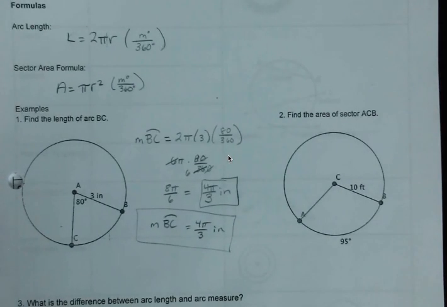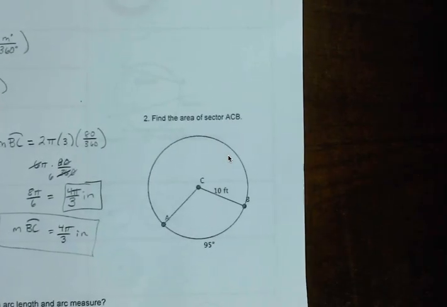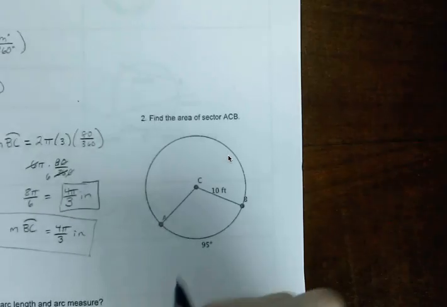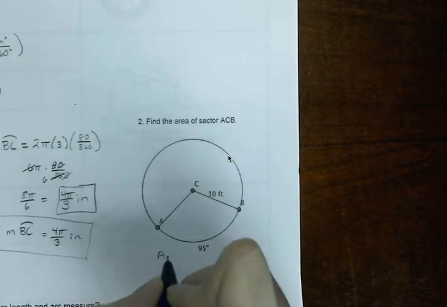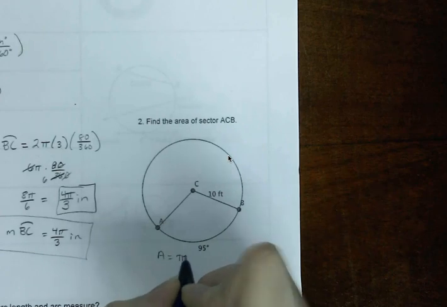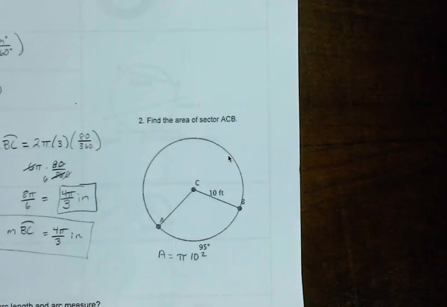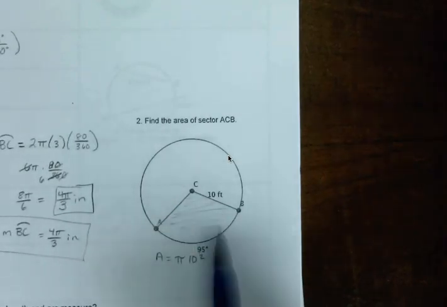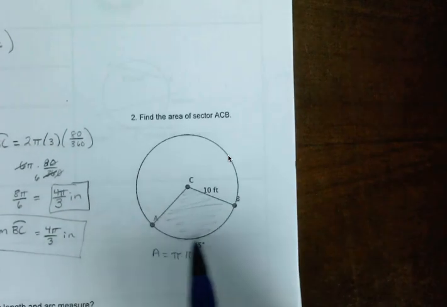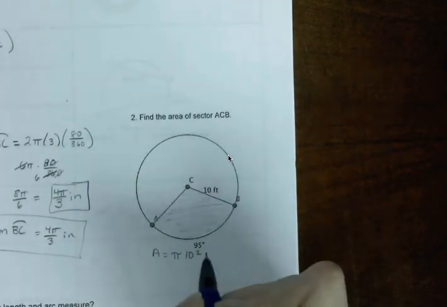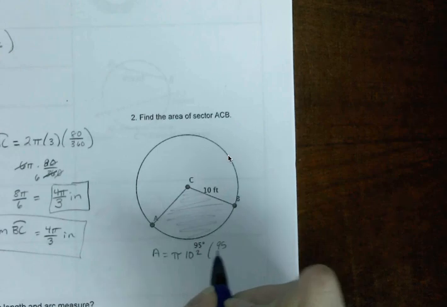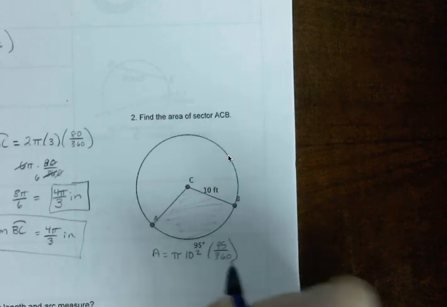Okay, all right, we're going to do the same exact thing here, but we're going to do the area. So I'm going to use the area formula, where the area is pi r squared. My r here is 10, so I'm going to plug that in. Pi times 10 squared, now times the portion of the circle. So this is the sector I'm trying to find here. So 95 degrees out of my 360 is that portion. So we're going to multiply by 95 over 360.